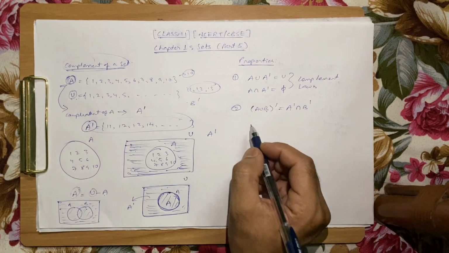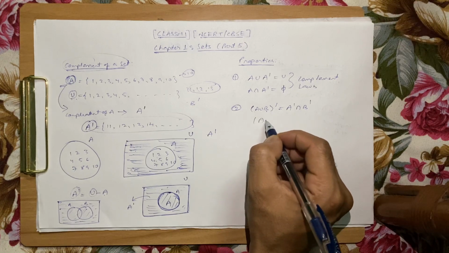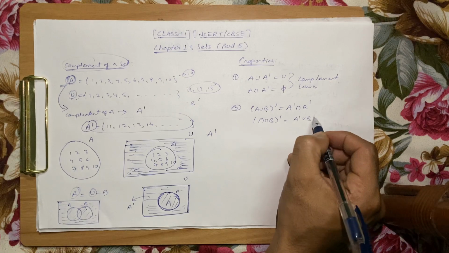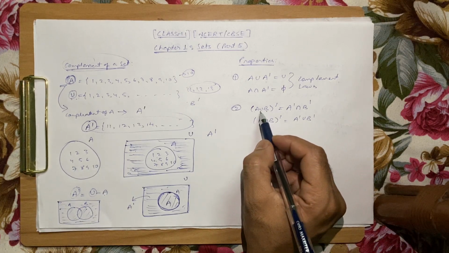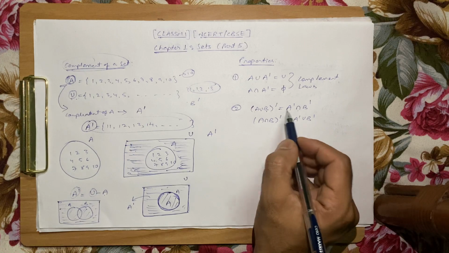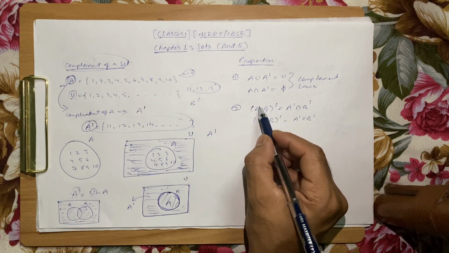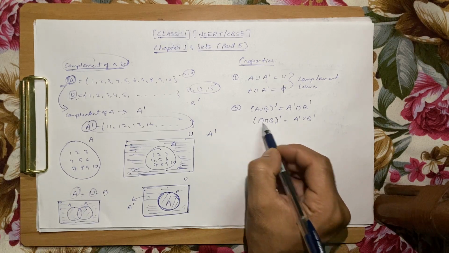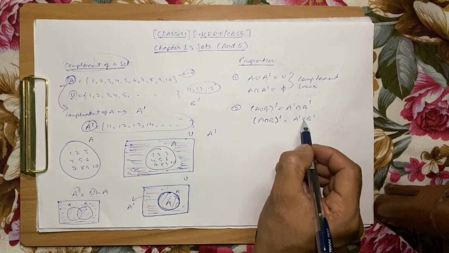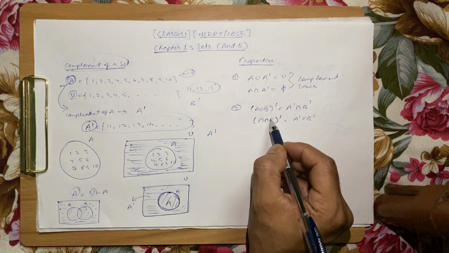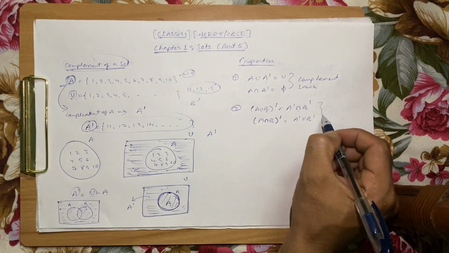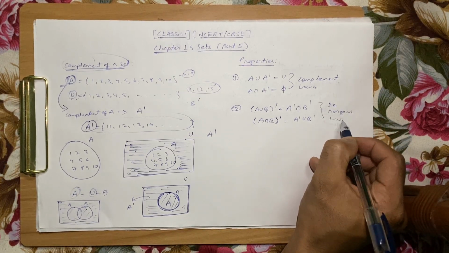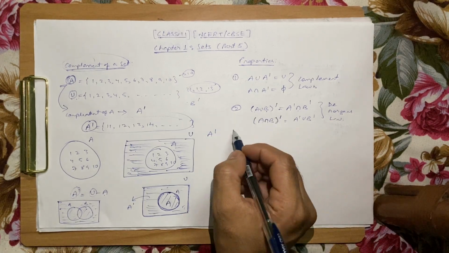You can prove this by the Venn diagrams, and the other law is A intersection B dash is equal to A dash union B dash. You can remember it this way: union becomes intersection, and the complement gets broken down to A and B, both of them. If it's an intersection under the complement, the intersection will become a union, and the complement will go to each of A and B. This is known as De Morgan's law. I'll prove this by Venn diagrams, but make sure to note it down for now.